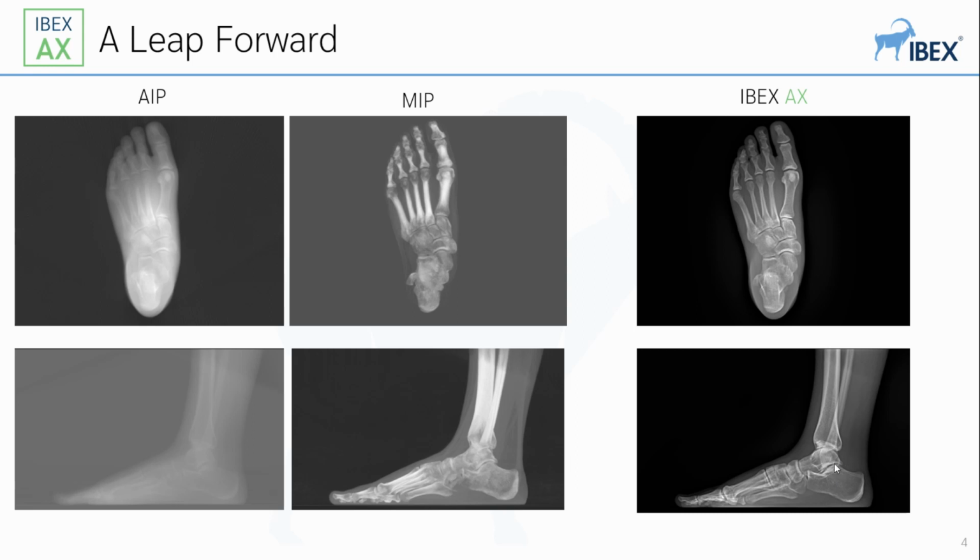We can also see that the edge of the cuboid bone at the bottom of the foot here can be clearly seen, which is a detail that is entirely lost in both the AIP and MIP images.